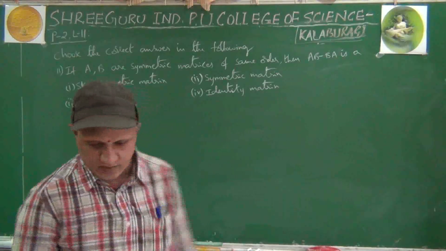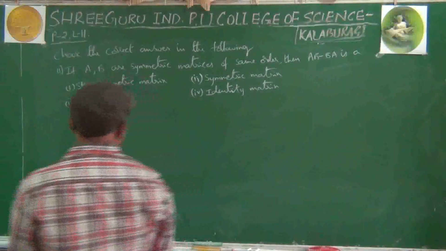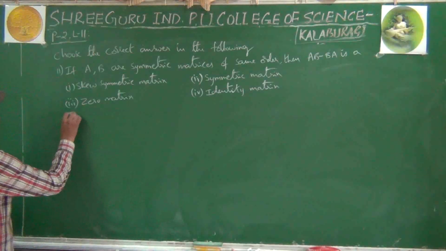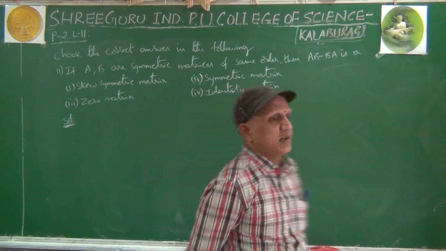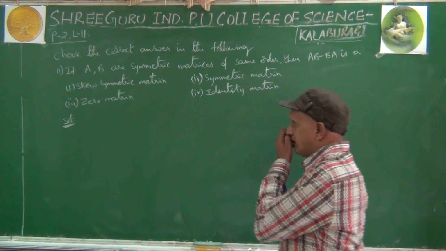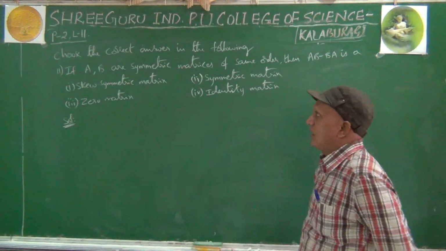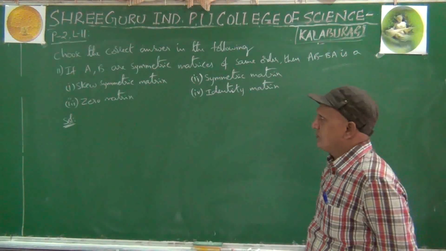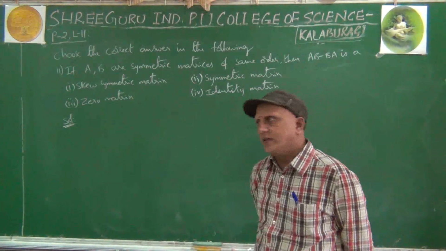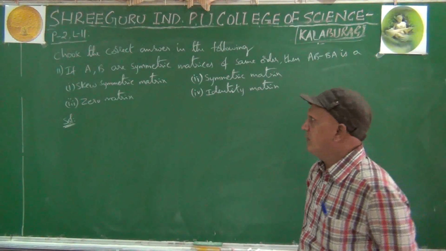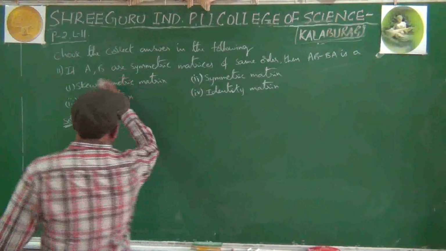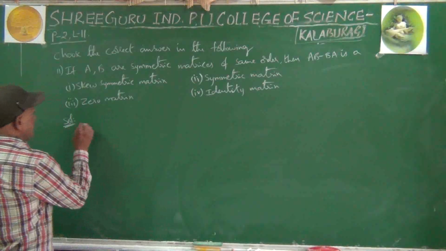Identity matrix. Okay, it's a good question actually. If capital A and capital B are symmetric matrices, in the question only they gave that both A and B are symmetric matrices. Symmetric matrix means A dash equal to A, then A is called symmetric. B dash equal to B, then B is called symmetric.